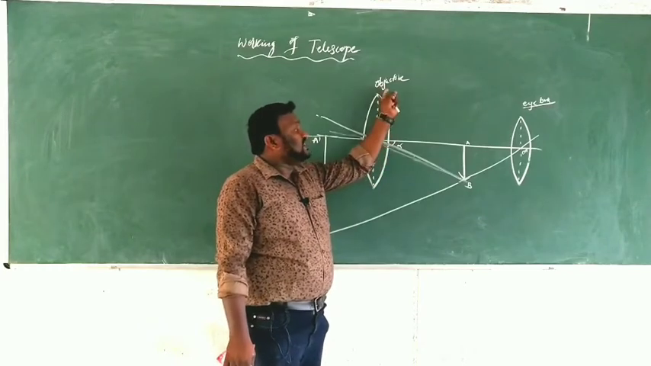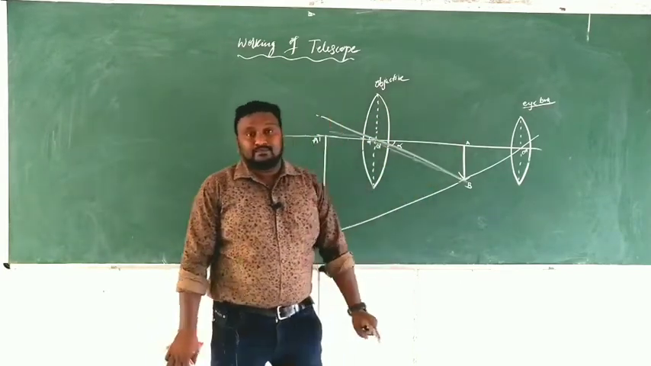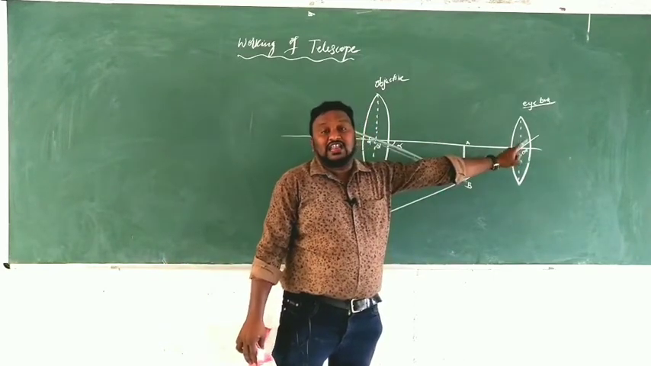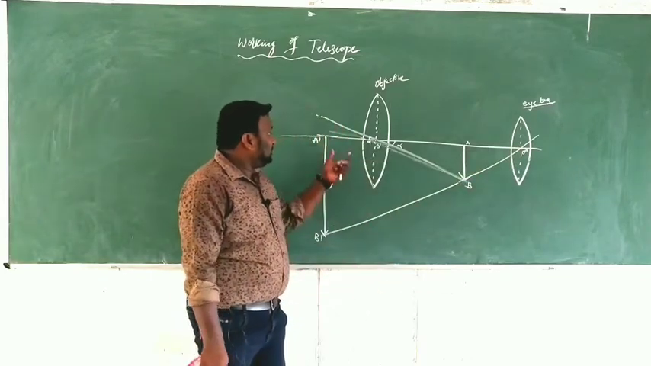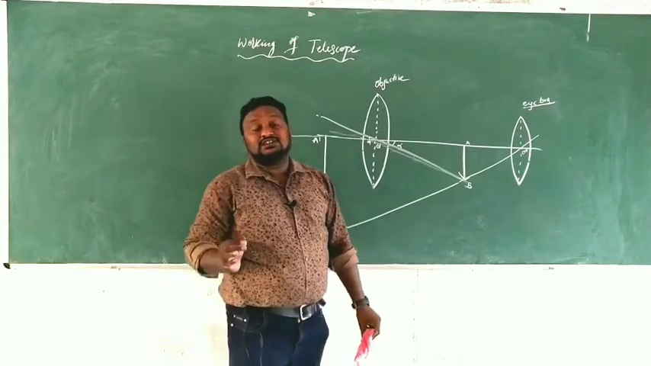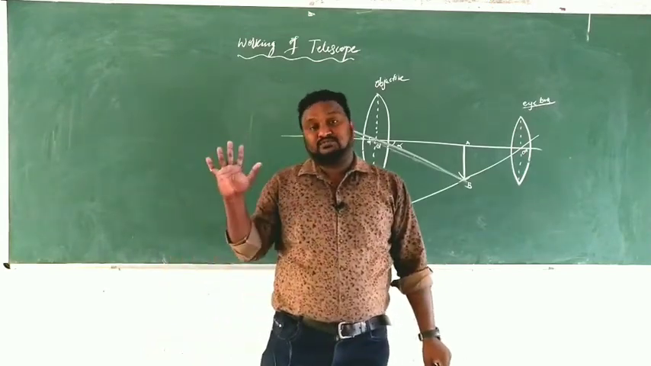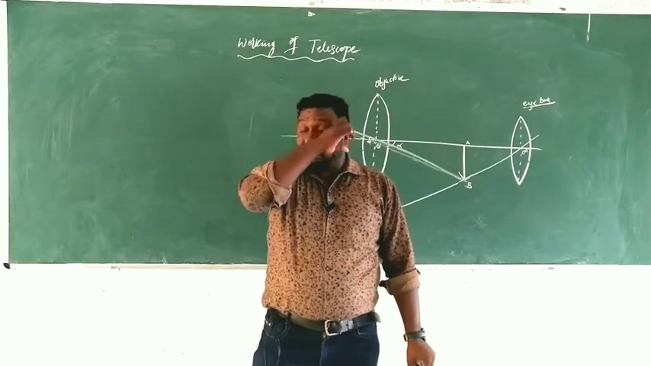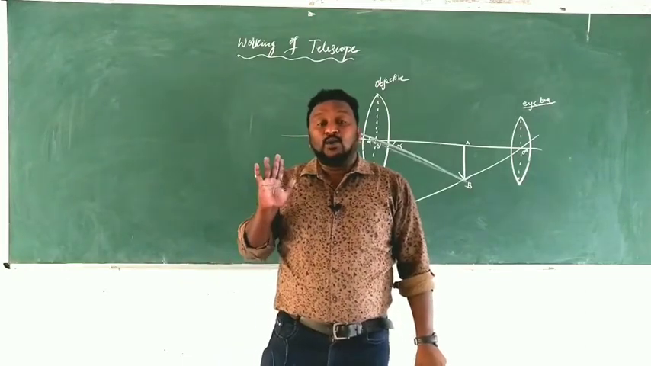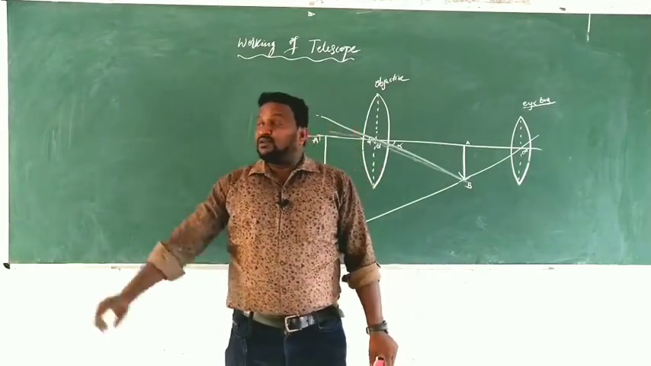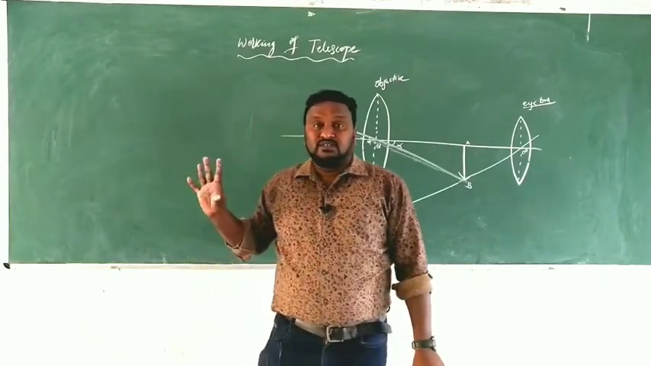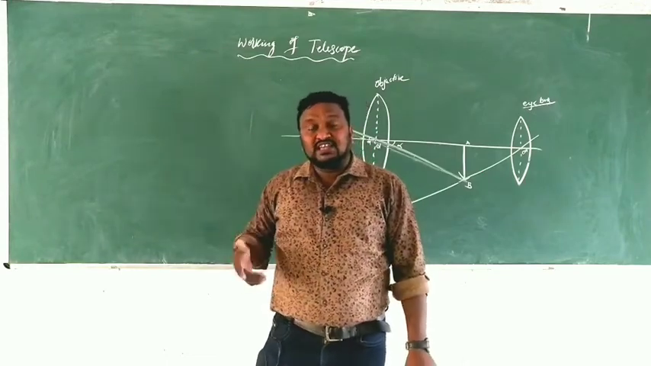Clear? This object lens forms the image AB. This image AB acts as the object for the eye lens. Then the final image is A dash B dash. That is an inverted, enlarged image. Clear, children? Real image, but it is inverted and enlarged. This is the working of a telescope. Clear? We are seeing a far object and getting a large image of that object. Even though it is at a far distance, we are able to see the image.